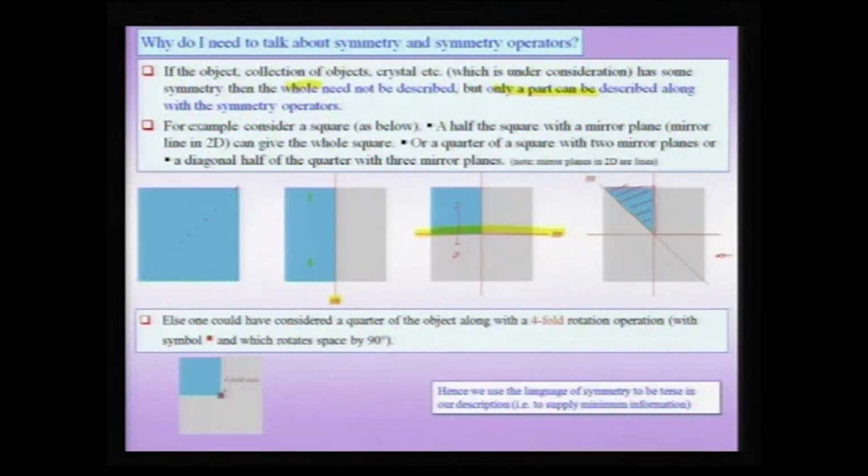As we shall see soon, there are other symmetry operators which we could invoke. For instance, there is something known as the fourfold axis, which could also generate my original square from one quadrant of the square. In other words, the language of symmetry is used so that we can be very terse in our description, so that we can supply minimum information and generate the maximum amount of knowledge possible.